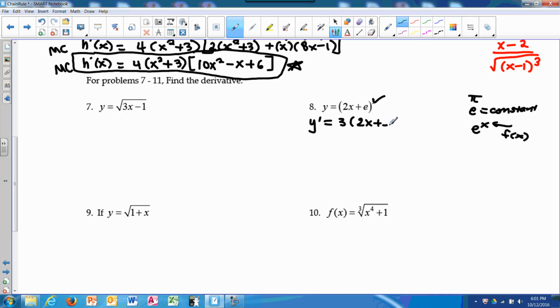So when I take the derivative of the outside, I'm just doing the 3 power. So the third power comes down. I keep the guts and reduce to the second power.